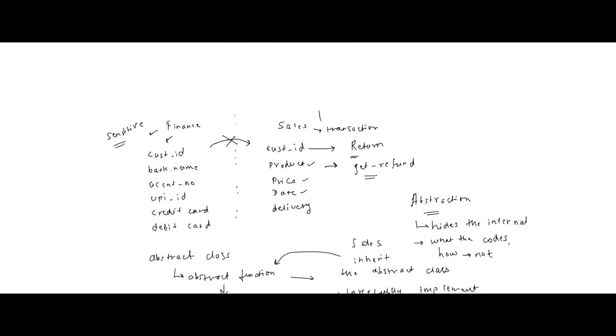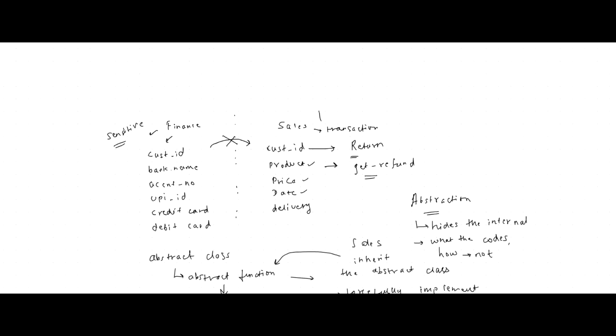So we are talking about an e-commerce company. We have multiple e-commerce companies, so let's take one of these companies as an example, where they have two departments. The first is a finance department, which has sensitive information and deals with sensitive data. The data can be the customer ID, bank name, all bank related, account related, UPI ID, debit card, credit card, whatever you see on your payment page. That payment page information is totally controlled by the finance team.